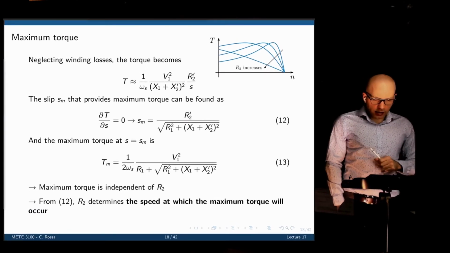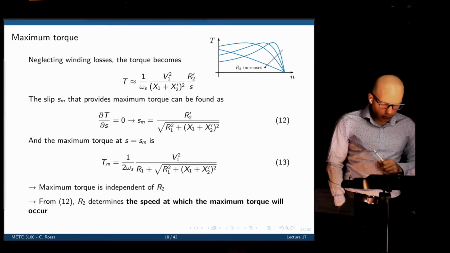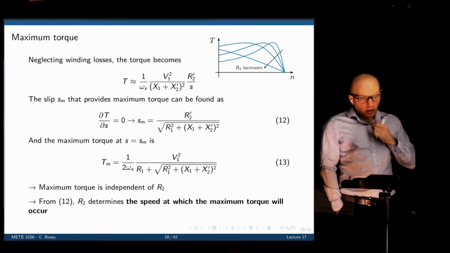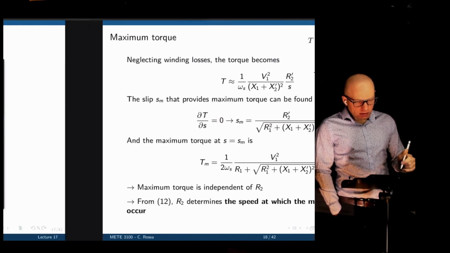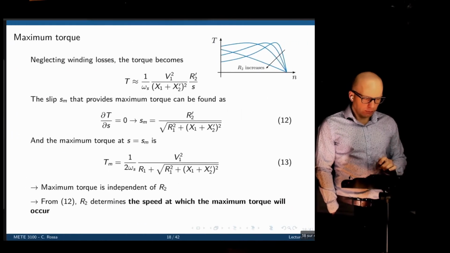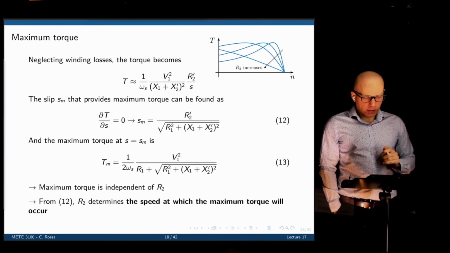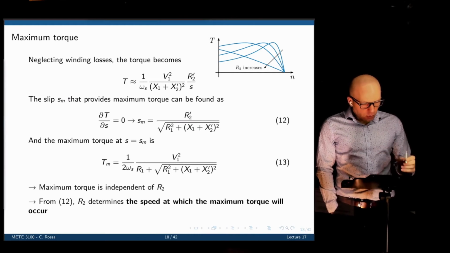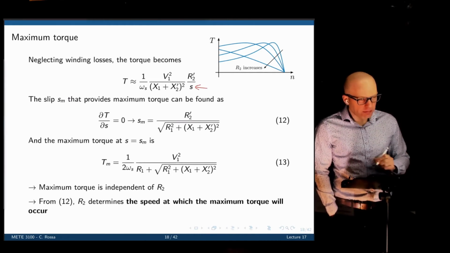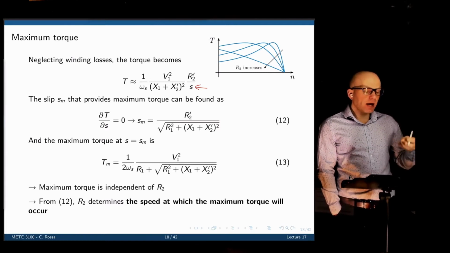Now let's take this calculation one step ahead, and let's see where the maximum torque occurs. If we neglect the winding resistances, that is these two terms here, let's put that to 0 for simplicity, we can reformulate the torque as shown. We see that the torque now depends on the slip factor. We can now determine the slip that gives the maximum torque.